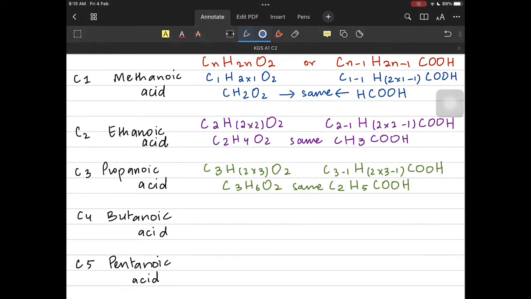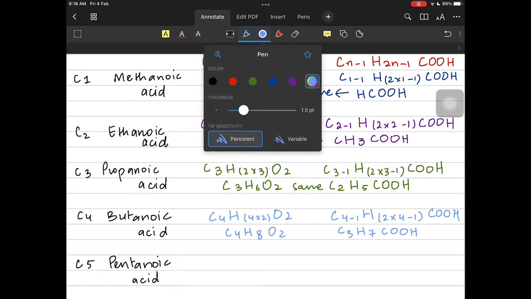Similarly, let's try more. Let's get along with the practice. For butanoic acid, n is equal to 4. So it becomes C4H(4 times 2), O2. It becomes C4H8O2. For the other formula, it becomes 4 minus 1, hydrogen 2 times 4 minus 1, which is 8 minus 1, then COOH. It becomes C3H7COOH, because obviously 8 minus 1 is 7. That's again butanoic acid, because you see 4 carbons.